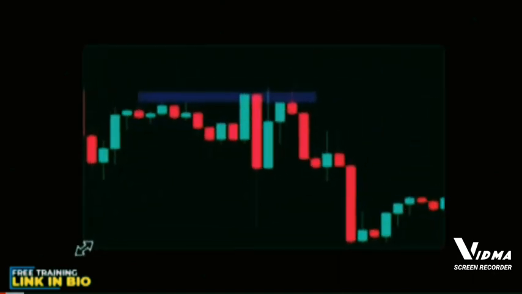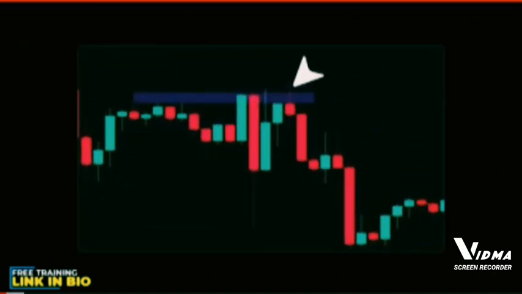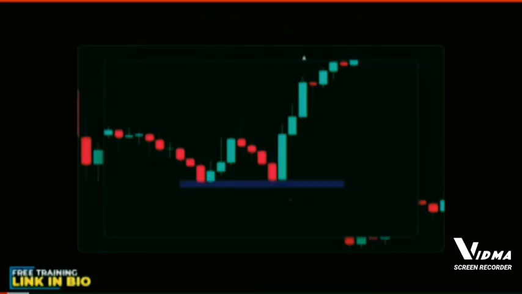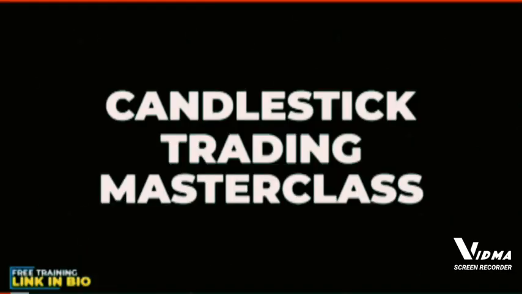We will also show you how to use these patterns in combination with price action to spot high probability trade opportunities. All in all, this is going to be a candlestick trading masterclass.